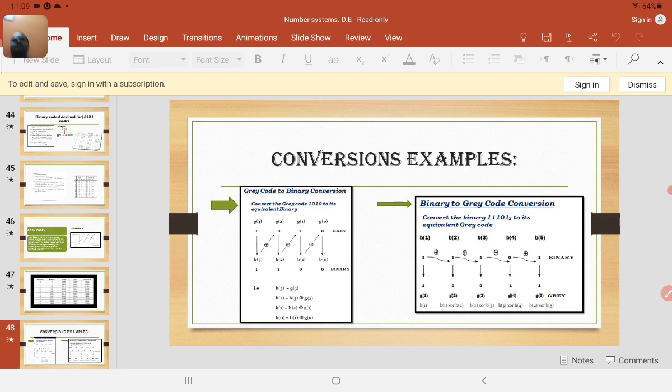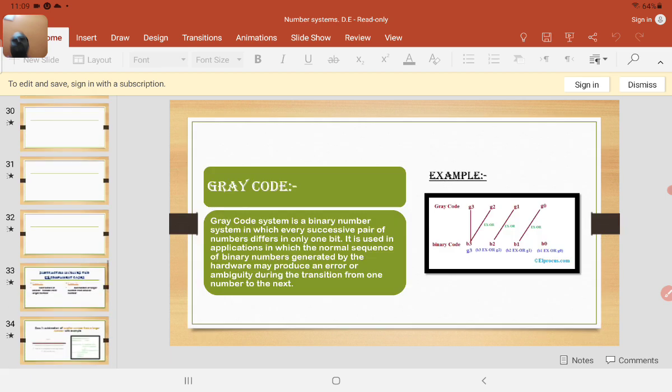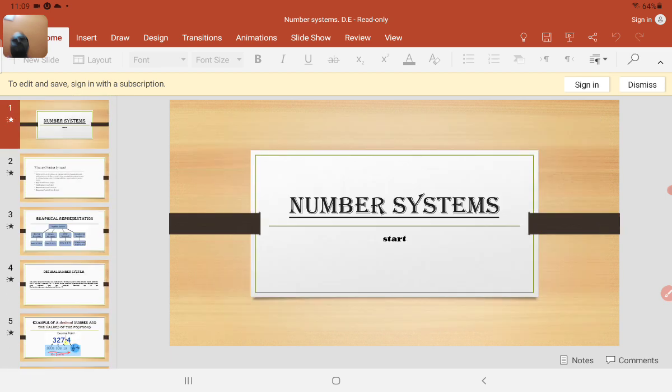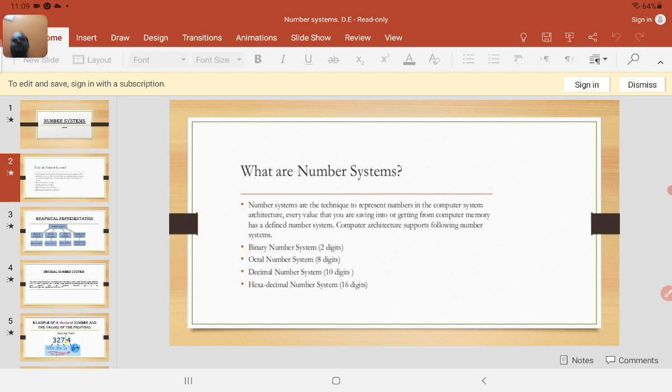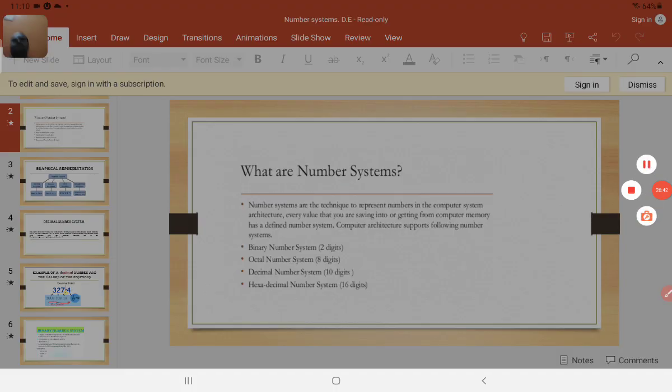These are some of the conversion examples, and it is an important table to remember: decimal numbers, binary numbers, gray code numbers, BCD numbers, and XS3 numbers. All these are the topics of the number systems that we discussed. I am changing the slides so that you can revise those topics.